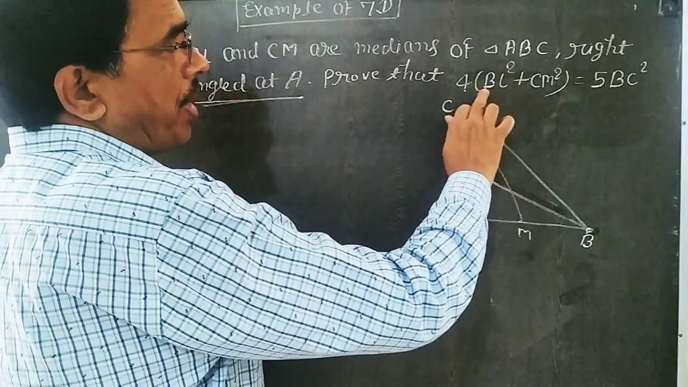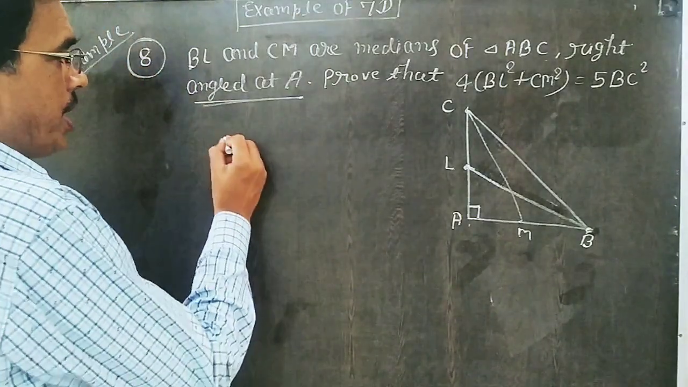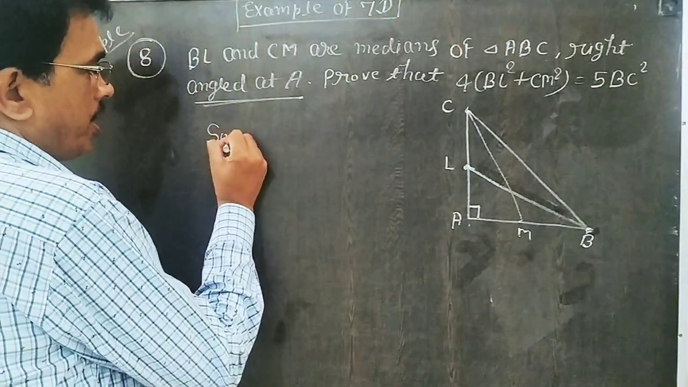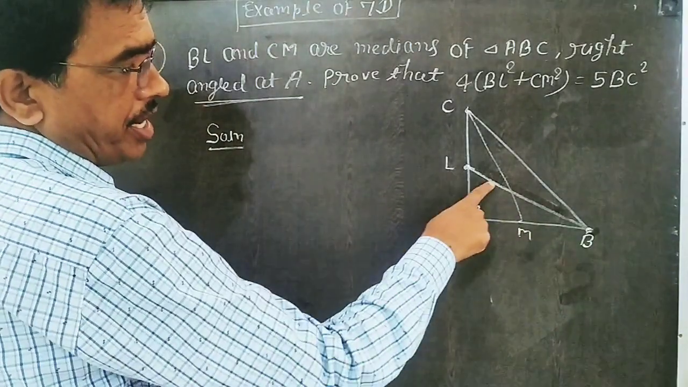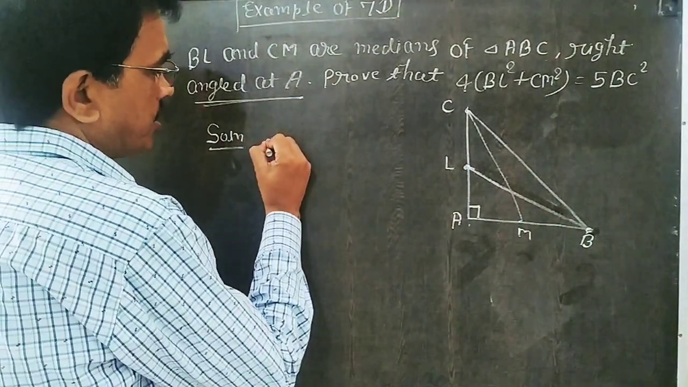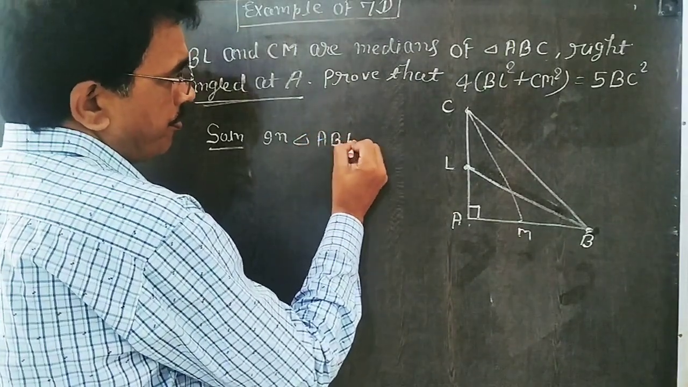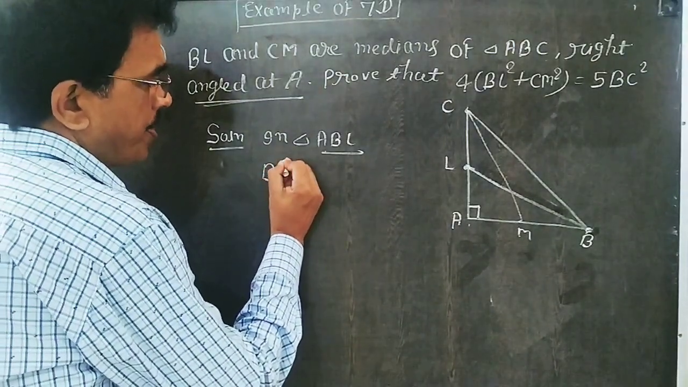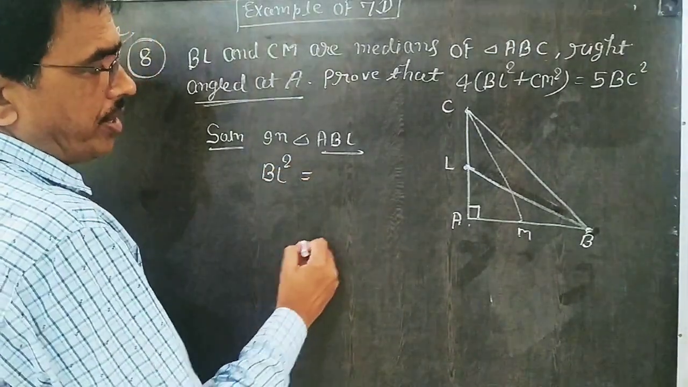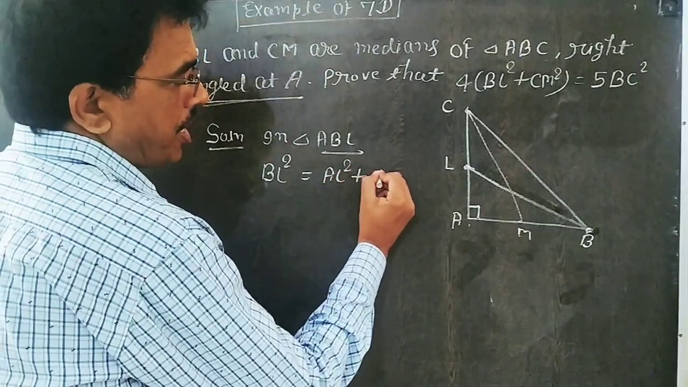Now your question asks to find BL square plus CM square. So first you find what BL is. In the solution you write: in triangle ABL, BL is the hypotenuse. So write BL square is equal to AL square plus AB square.